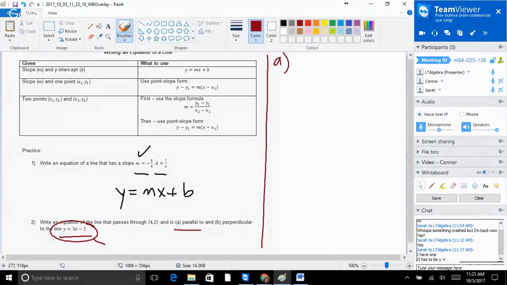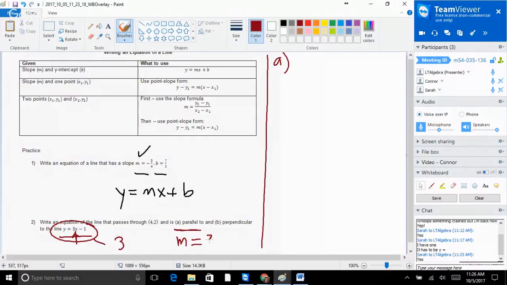3. Yep. You agree, Sarah? It's 3, right? It's whatever's before the x. So if we want to write an equation that is parallel, that means it has the same slope.